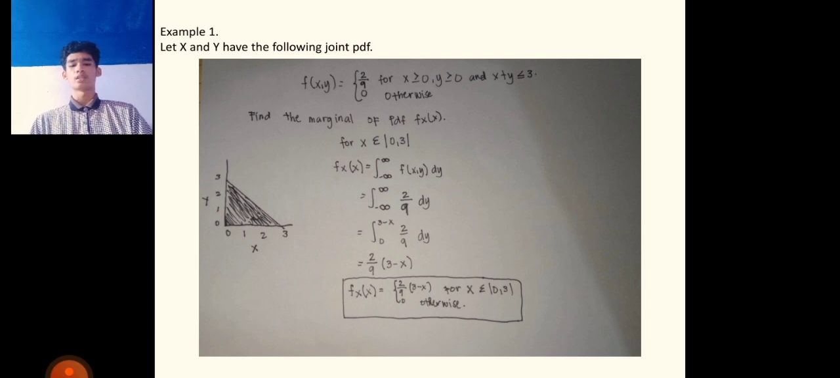3 minus x, we know that the maximum value of y is 3, and don't forget we're conditioning. The y cannot go above 3 minus x because x plus y is less than or equal to 3. So next is 2 over 9, and the 3 minus x replaces the dy. So 2 over 9 times 3 minus x. So the final answer is f x of x equals 2 over 9 times 3 minus x, for x in the interval 0 to 3.